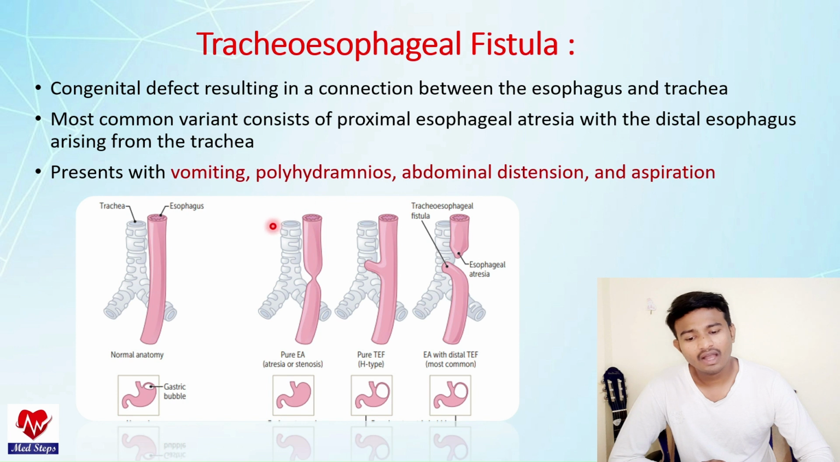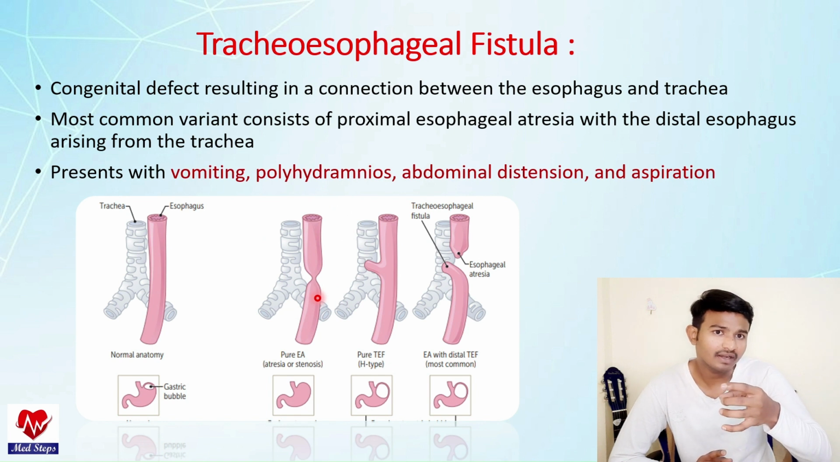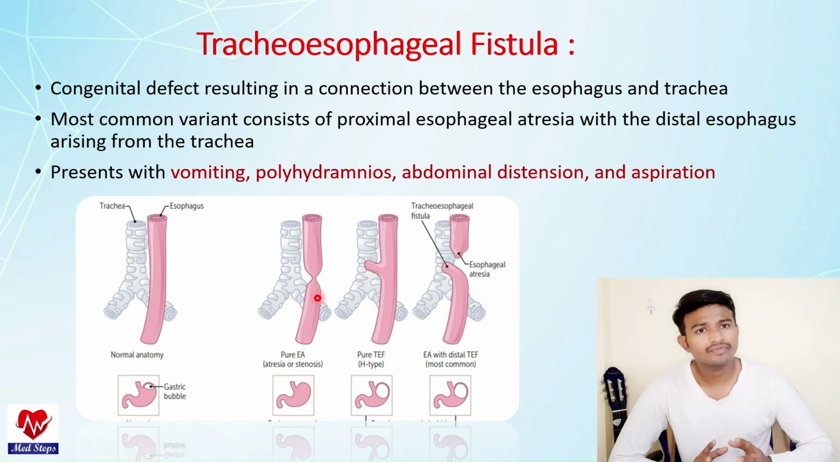Esophageal atresia means there will be narrowing. Because of the narrowing, if we give any food to the baby, the baby will automatically vomit. So in this first part, you are seeing pure esophageal atresia. In the second one, you are seeing pure tracheoesophageal fistula. This will be in the H-type.